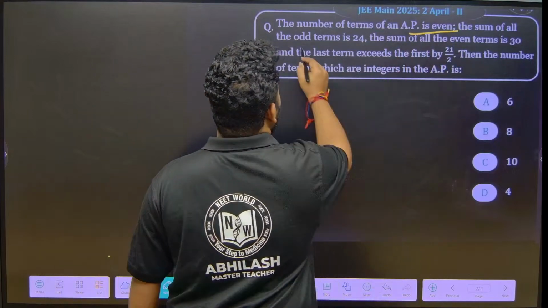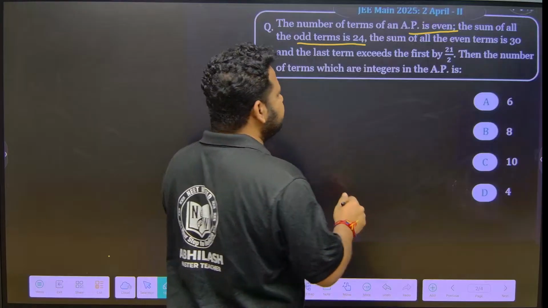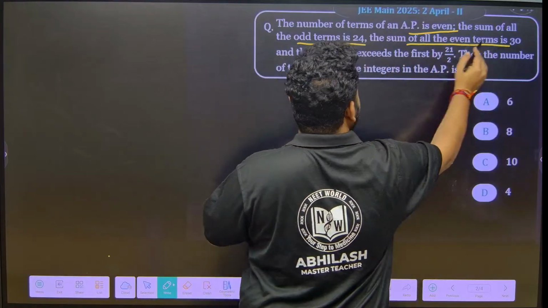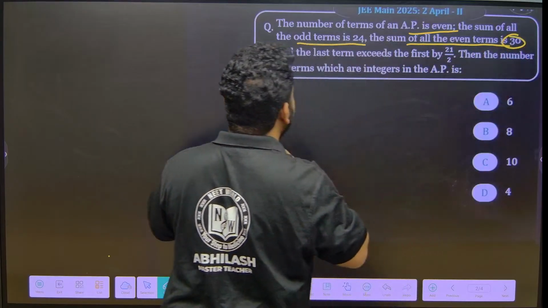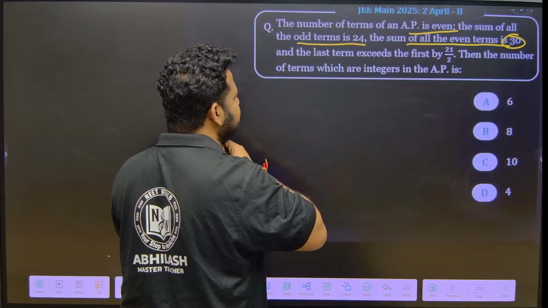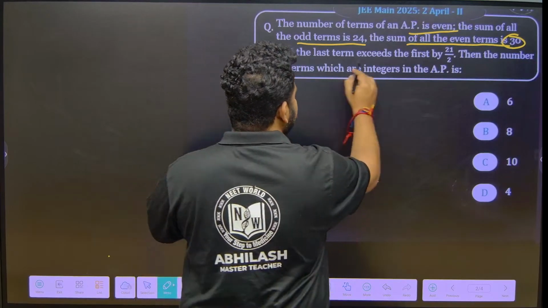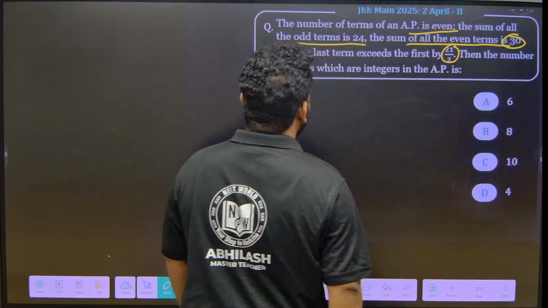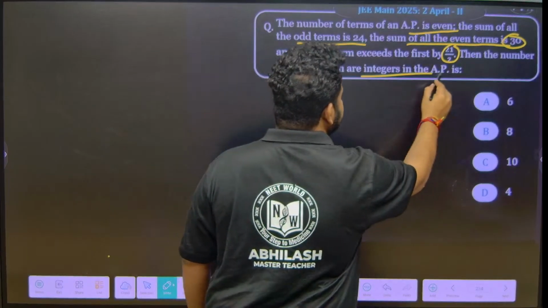The sum of all the odd terms is 24. The sum of all the even terms is 30. And the last term exceeds the first term by how much? 21/2. Then, the number of terms which are integers in the AP.